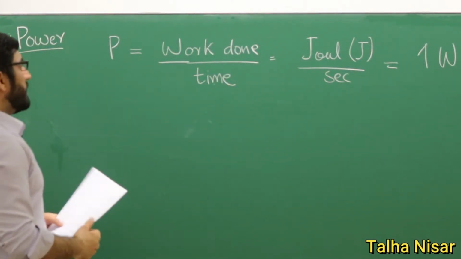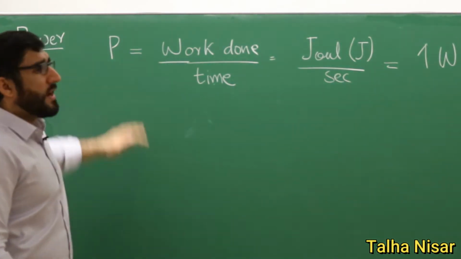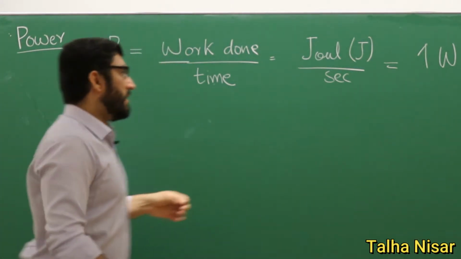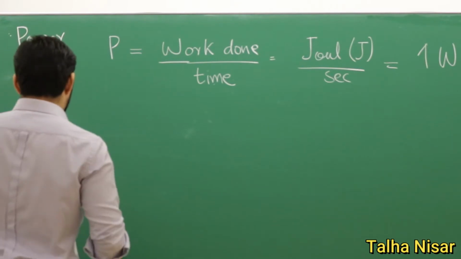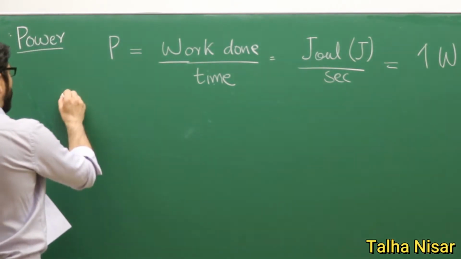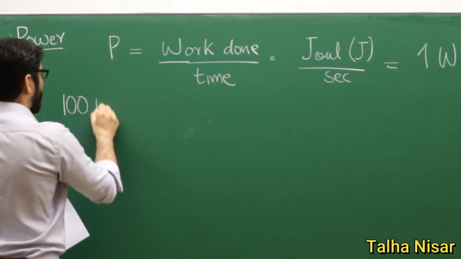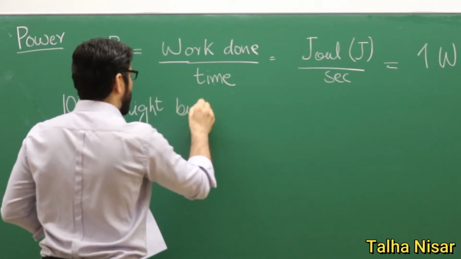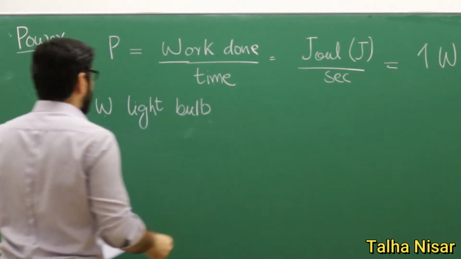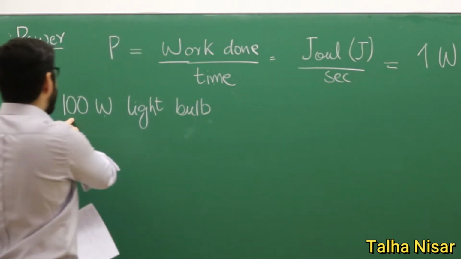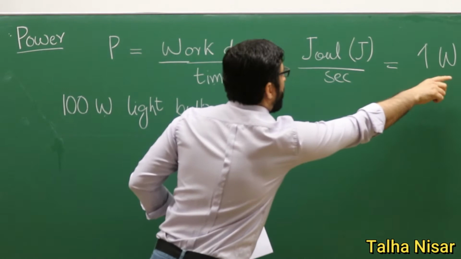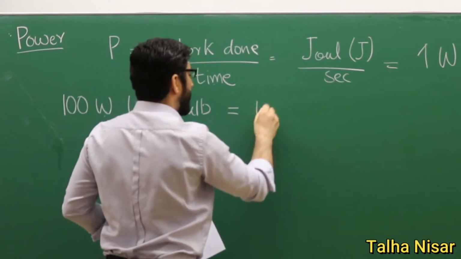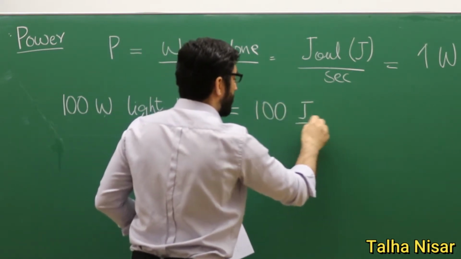Now, the power is the rate at which the energy is transferred either from one form to another form, or to other objects. For example, we have a 100-watt light bulb. Since this is 100 watt, we can also write it in the form of joule per second. That would mean it's 100 joule per second.